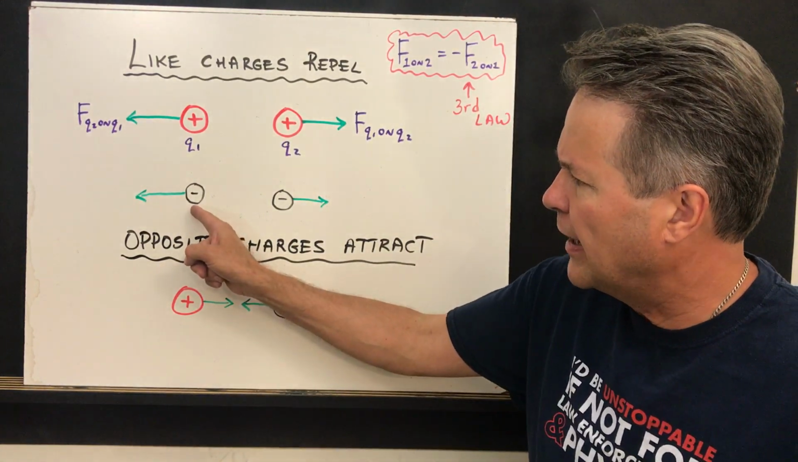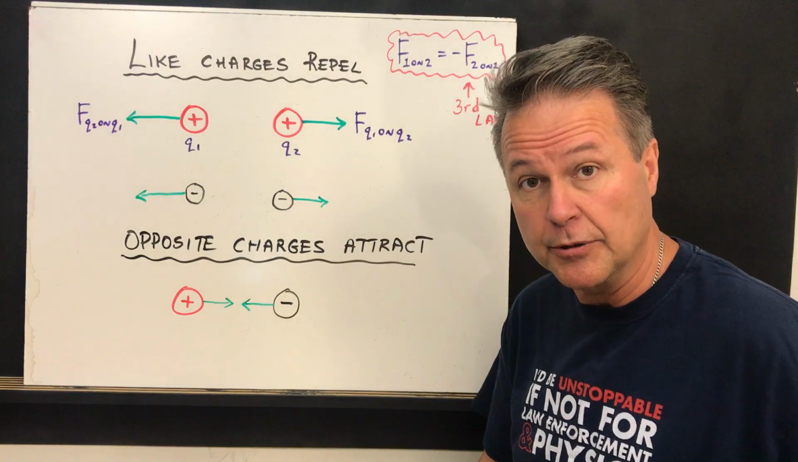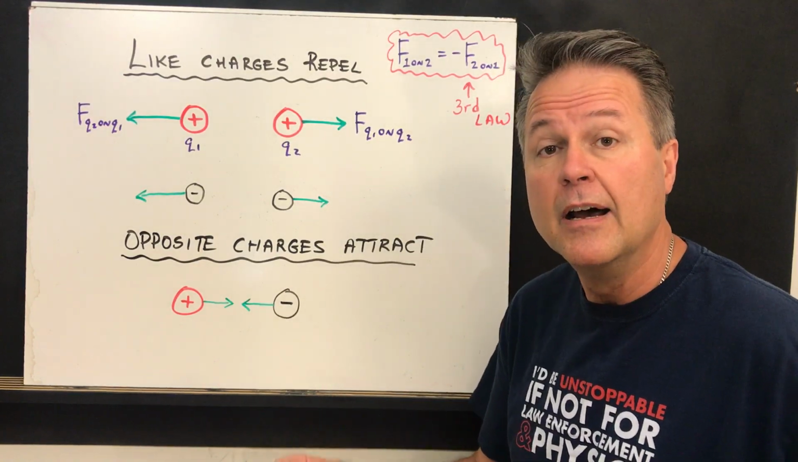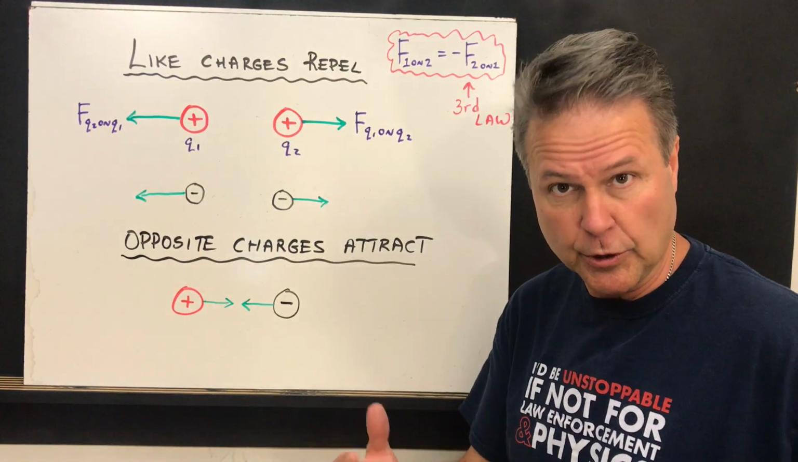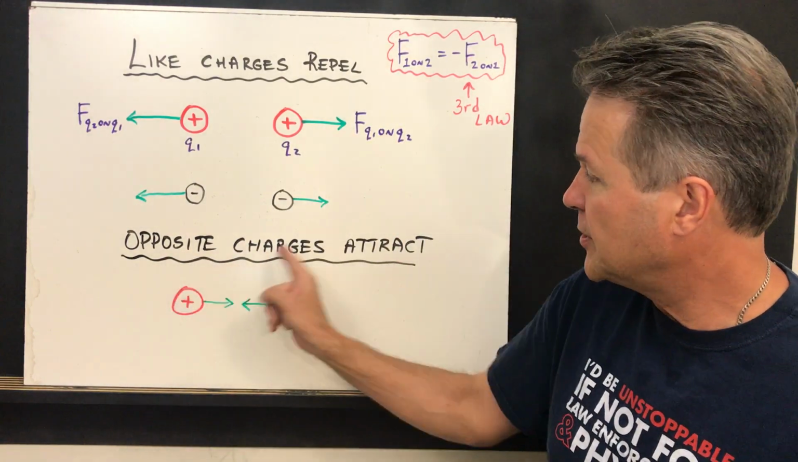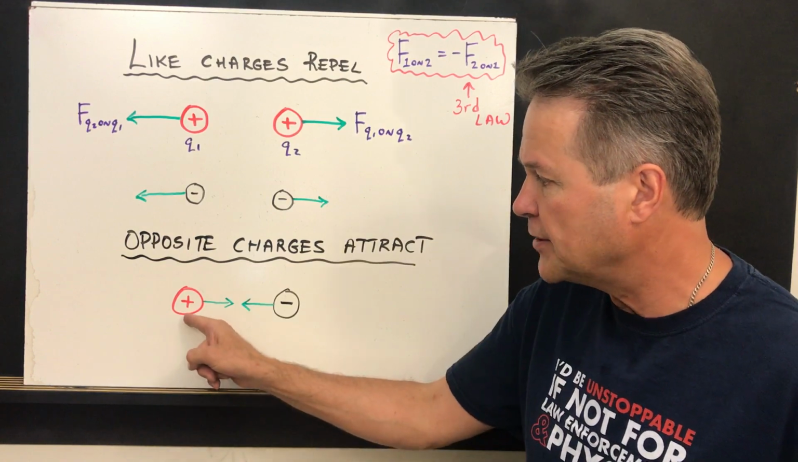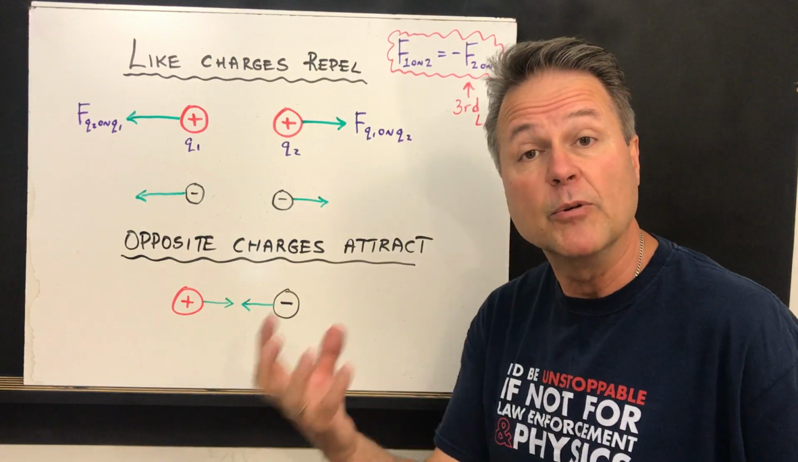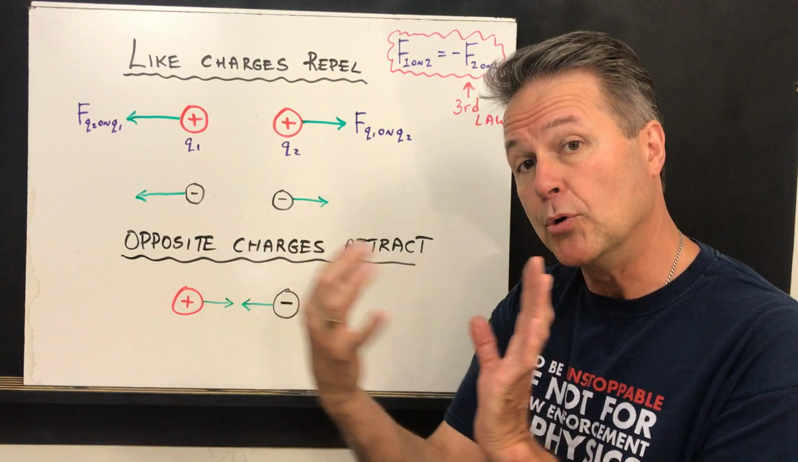Now the same thing would apply if we had two negatively charged particles. They would apply a repulsion force on one another, and they would try to push each other apart. Now opposite charges attract. So if we had a positive charge and a negative charge, there would be an attractive pull to one another.